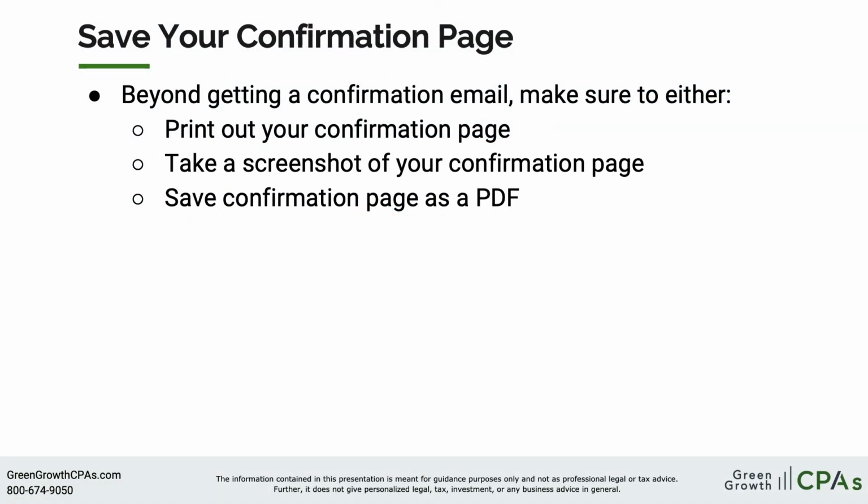At the end of the payment process, you'll see a confirmation page that comes up with information about your payment. Make sure to print this page off, take a screenshot, or save it as a PDF because some of this information may not be available on the confirmation email that gets sent over to you. You have now completed your federal income tax payments for corporations.